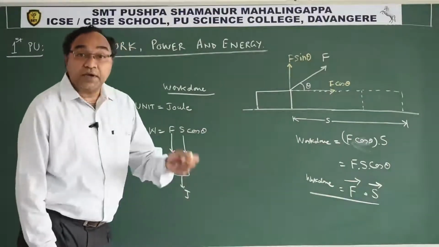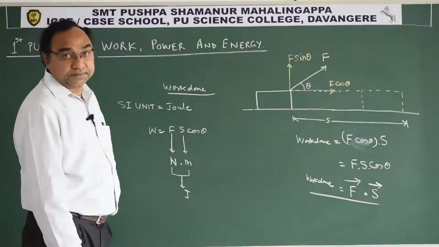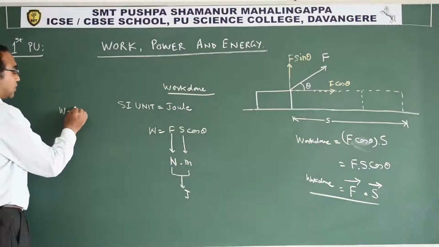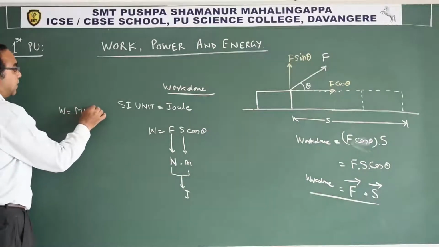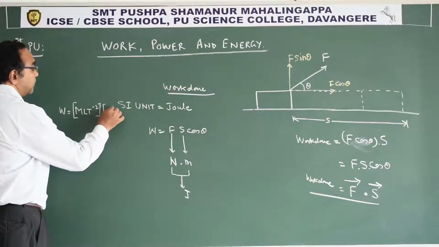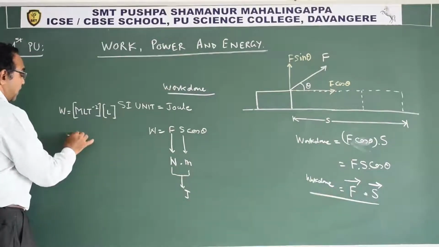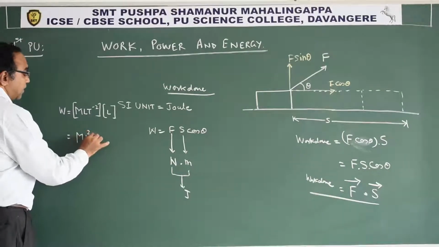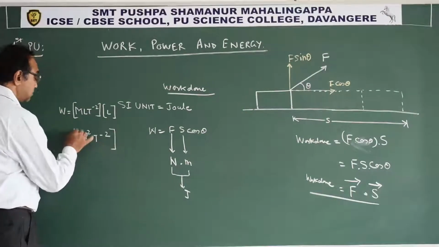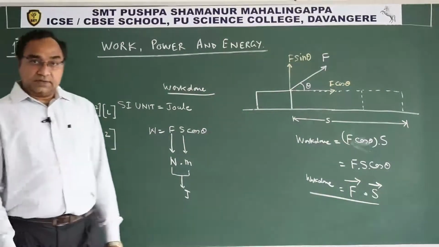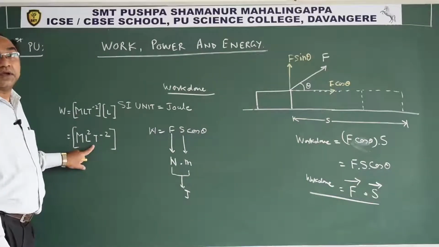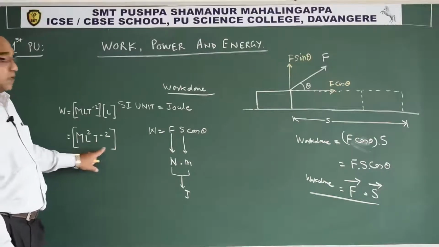Now what will be the dimensional formula of work? So the dimensional formula, if you see, work is force times displacement. Force is M L T minus 2, and displacement is taken as L. So this comes out as M L square T minus 2. This is the dimensional formula of work done.